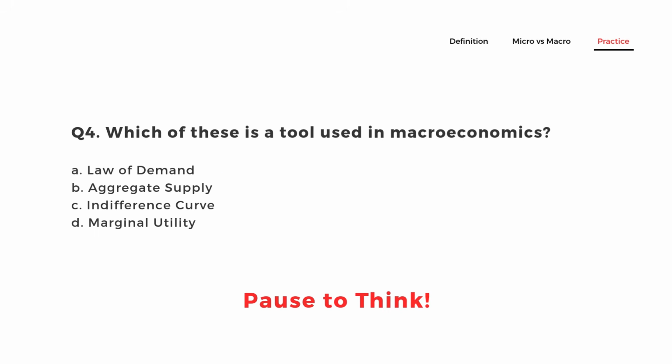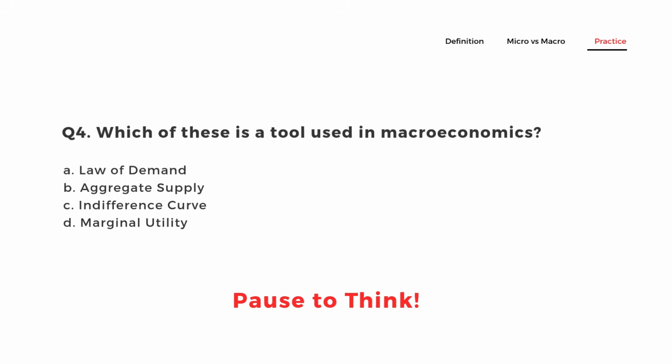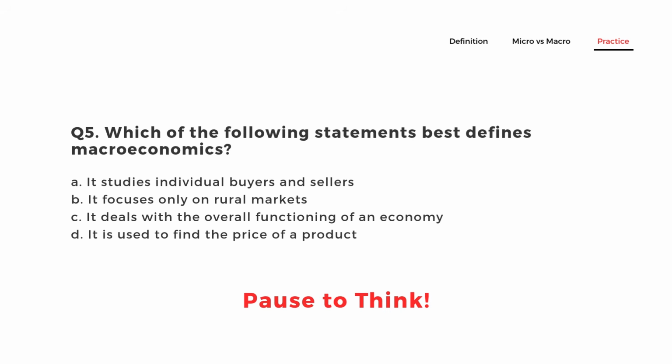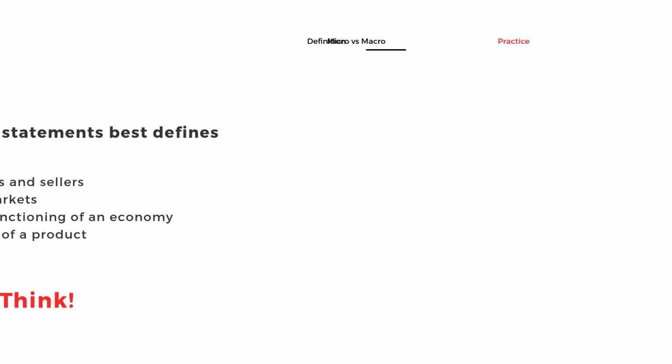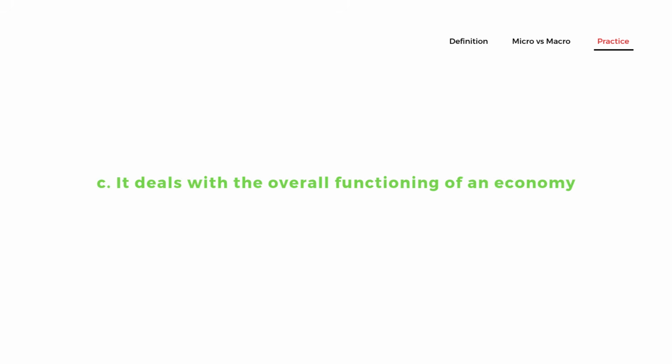Question number 4. Which of these is a tool used in macroeconomics? The correct answer to this question is B, aggregate supply. Question number 5. Which of the following statements best defines macroeconomics? The correct answer to this question is C. It deals with the overall functioning of an economy.